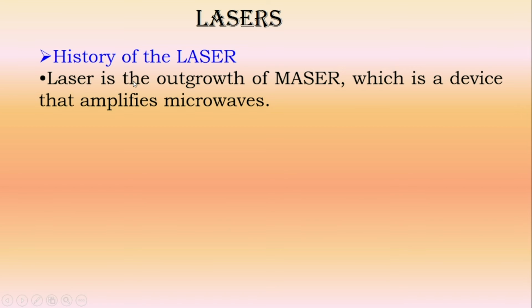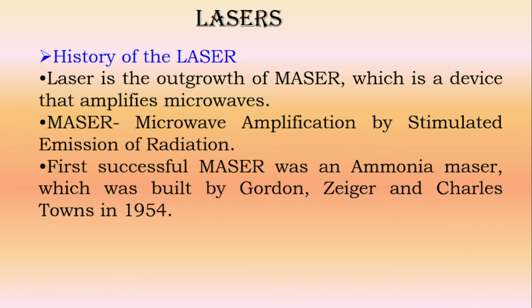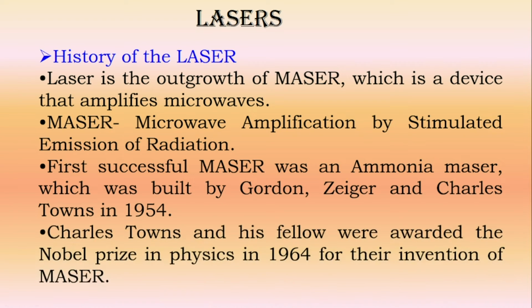Let us see some history of the laser. Laser is the outgrowth of maser, which is a device that amplifies microwaves. Maser stands for microwave amplification by stimulated emission of radiation. The first successful maser was an ammonia maser that was built by Jordan Geiger and Charles Towns in 1954. And due to this invention, Charles Towns and his fellow got a Nobel Prize in Physics in 1964.